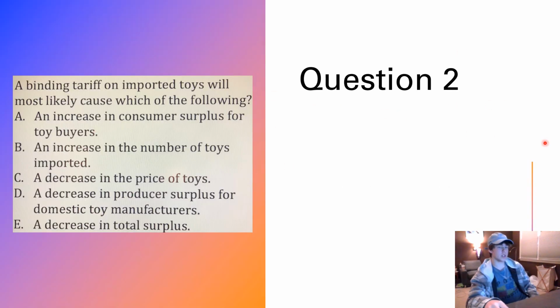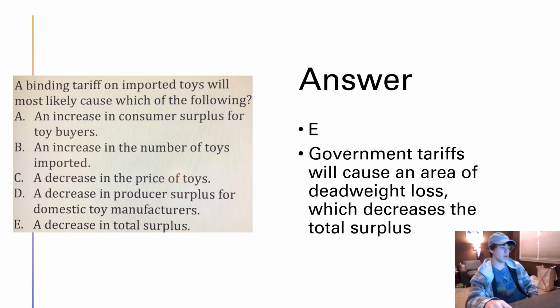And here's another question, so you can go ahead and pause your video again. The answer to this one is E, a decrease in total surplus. When the government imposes a tariff, an area of deadweight loss will be created, which will decrease the total surplus.